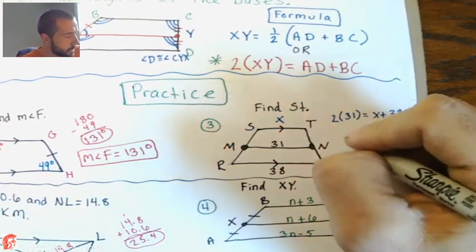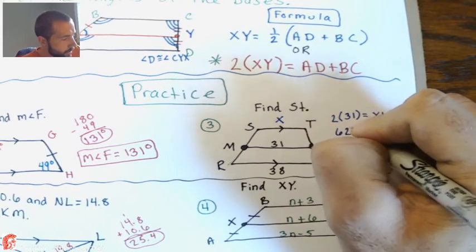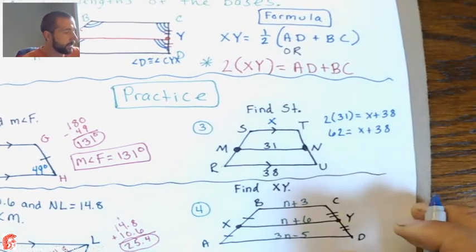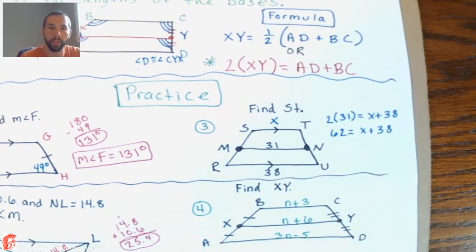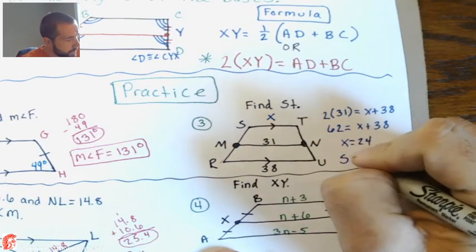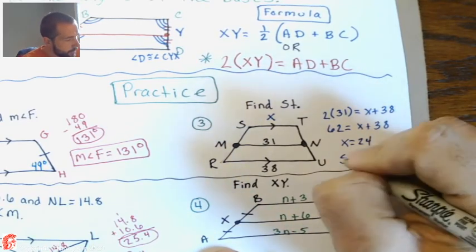2 times 31 is 62. So 62 equals x plus 38. Then to find what x is, we're going to do 62 minus 38, and you get 24. So x is 24, so that means the length of ST is 24.